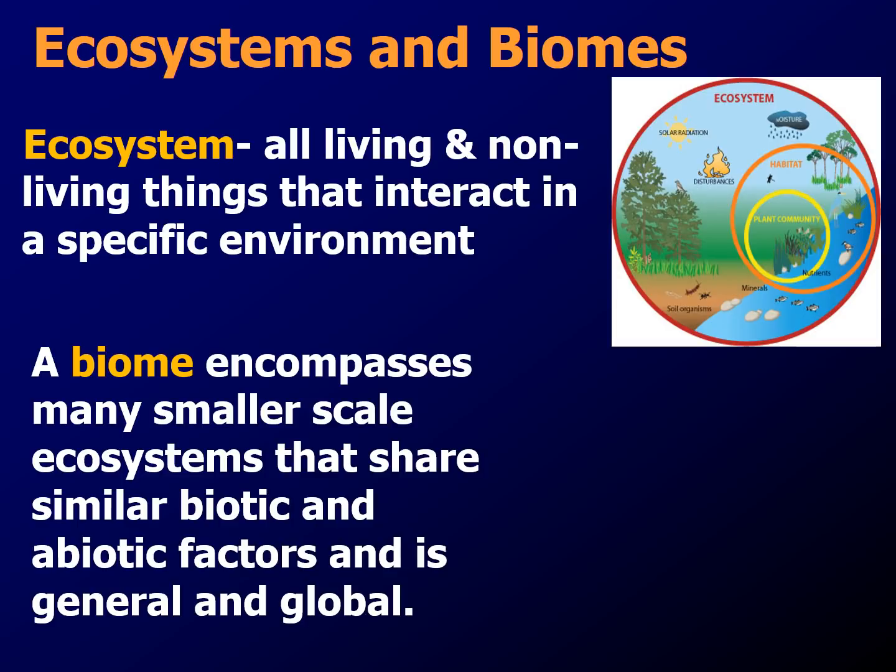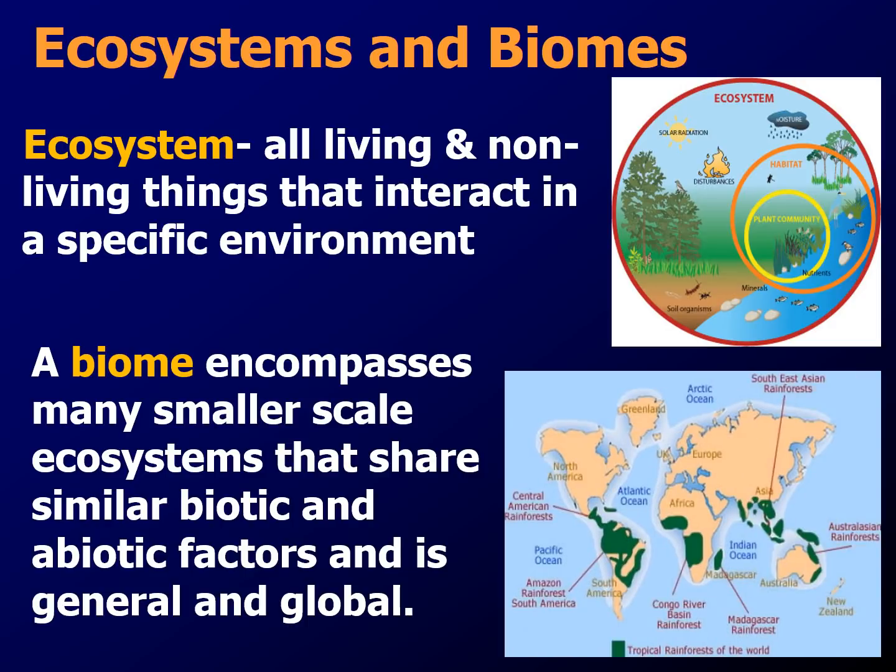Take, for example, a forest biome, the tropical rainforest. In South America, there's the Amazon rainforest, which is comprised of several smaller ecosystems. The Congo River Basin is a rainforest located in West Africa, and it too has several ecosystems that are similar to the Amazon. Both the Amazon and the Congo are part of the rainforest biome. So, in short, ecosystems are much smaller than biomes and are specifically located. Biomes are much larger and include areas that are widely scattered throughout the earth.